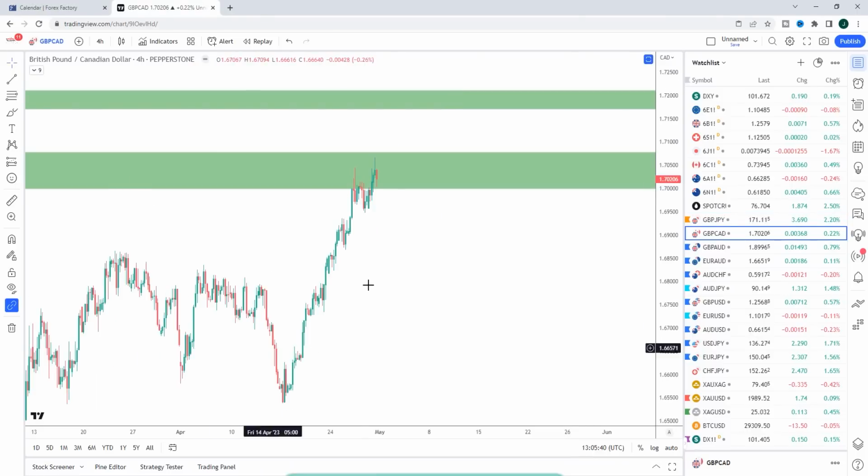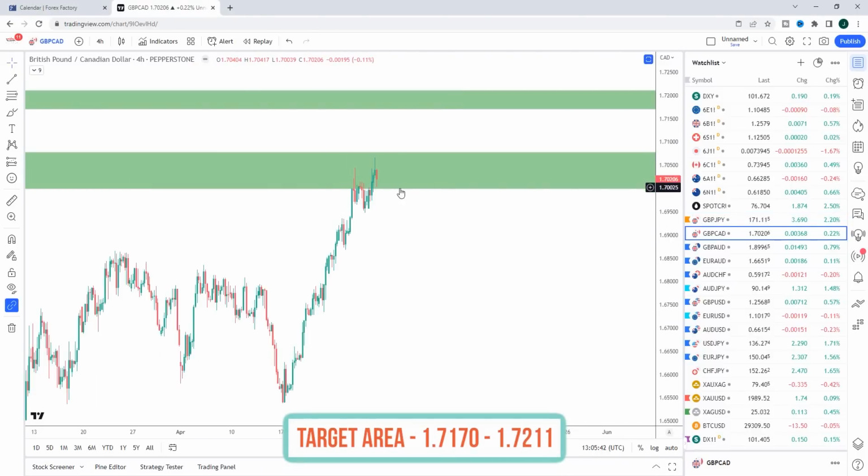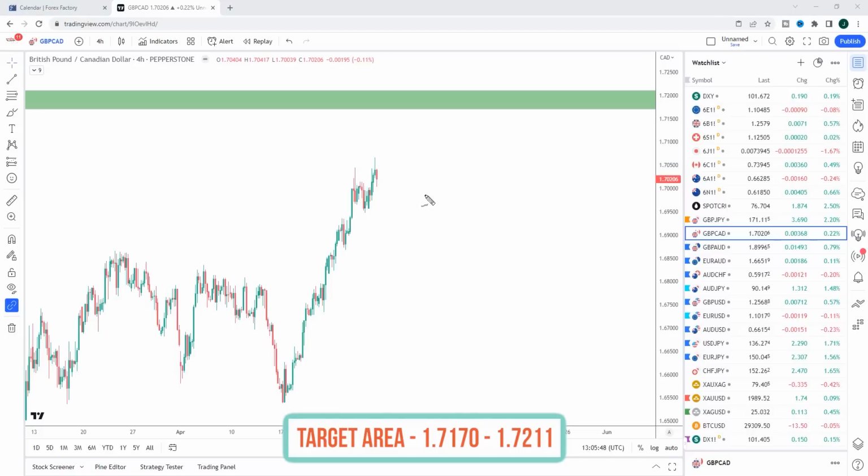Next is pound CAD. We did come up and take out the target area last week, and you can see this was where this market ended up pausing last week. Going into this week, any correction or consolidation in this market is viewed as an opportunity to look for bullish reversals. I'm going to be looking up towards the 1.7175 area.